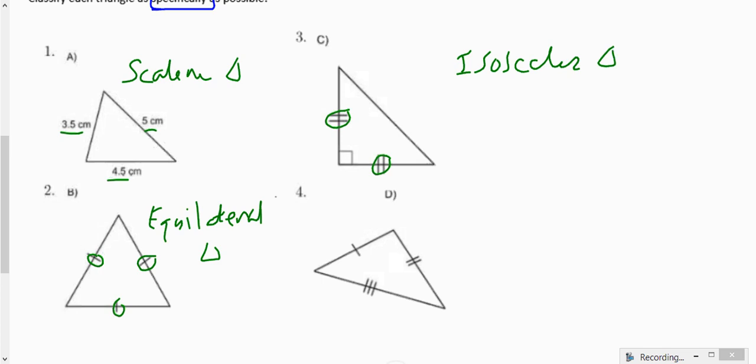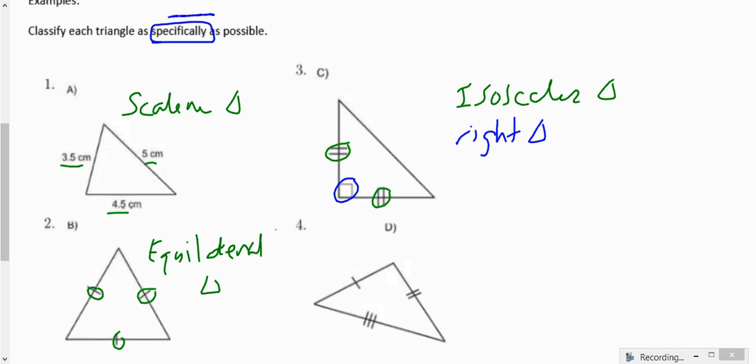We also have a box in there that tells us that it is a right triangle. And this is where the phrasing matters, so try to name your triangle with as much detail as possible. So these two observations are separate types of triangles, but together we would be given the most specific answer, and that would be an isosceles right triangle.